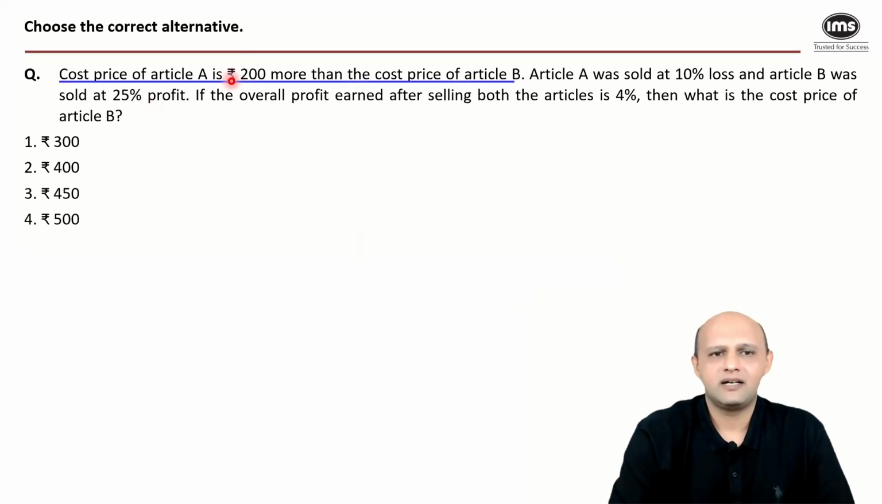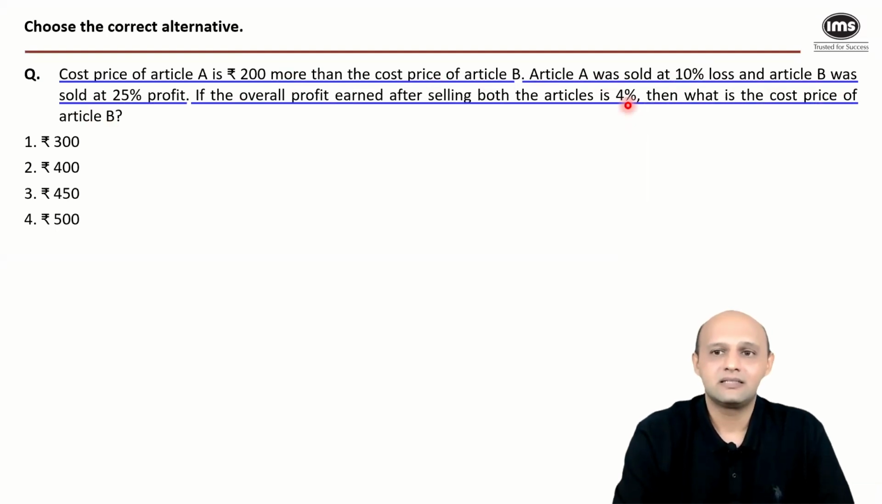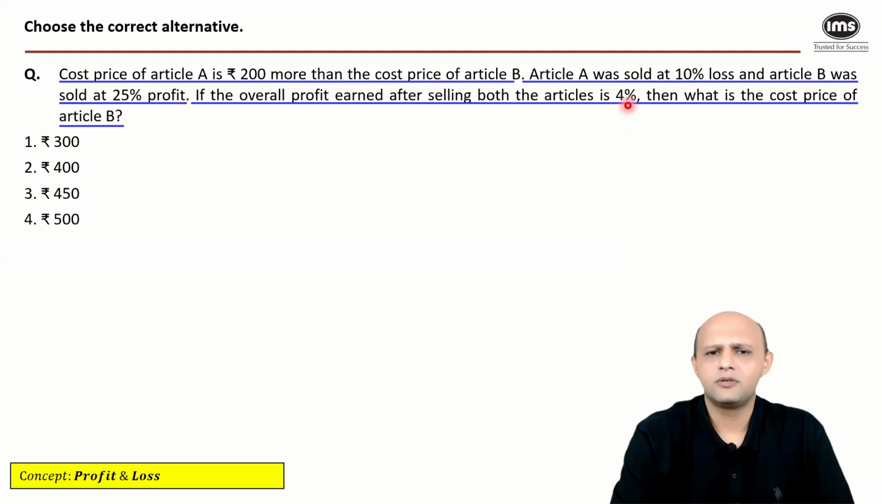The question says the cost price of article A is 200 more than that of article B. Article A was sold at 10% loss and article B was sold at 25% profit. The overall profit earned after selling both articles is 4%. What is then the cost price of article B? Evidently a question on profit and loss, correct? But is there anything else that you should be noticing before going ahead and solving the question?